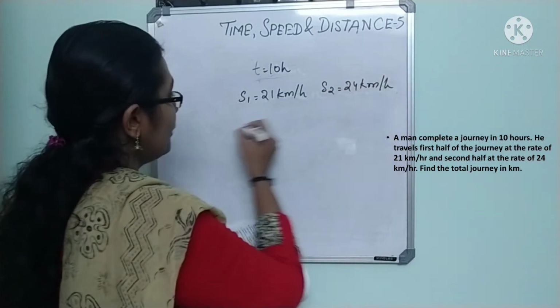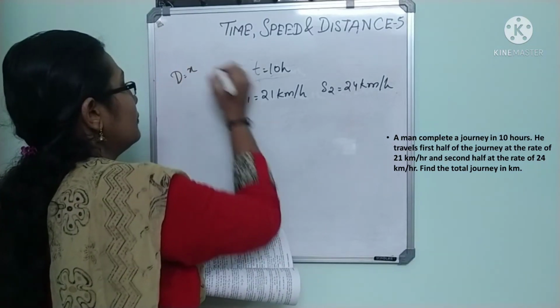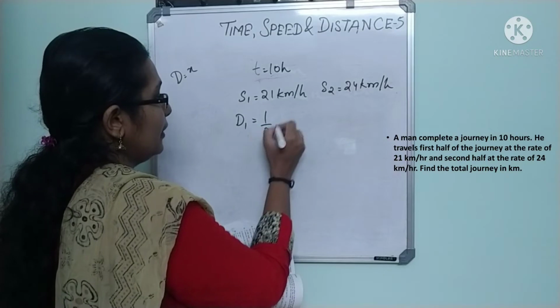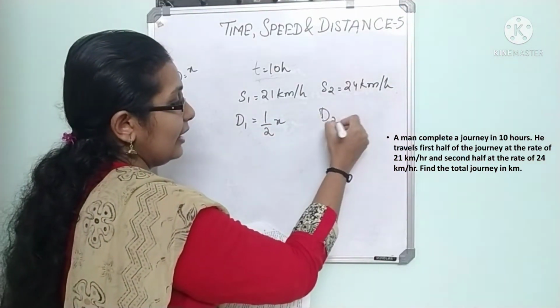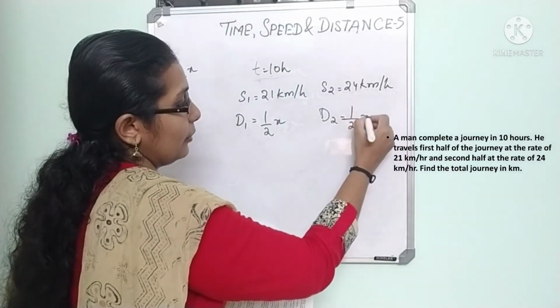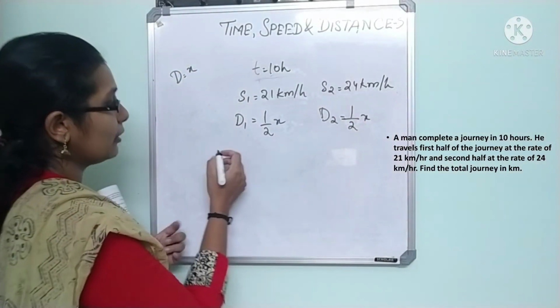And they have given the first half. So let the total distance be x. So the first half, which is half of x, is covered at 21 km per hour and the second half is covered at 24 km per hour. So you cannot use the shortcut to find this. So how will you solve this?